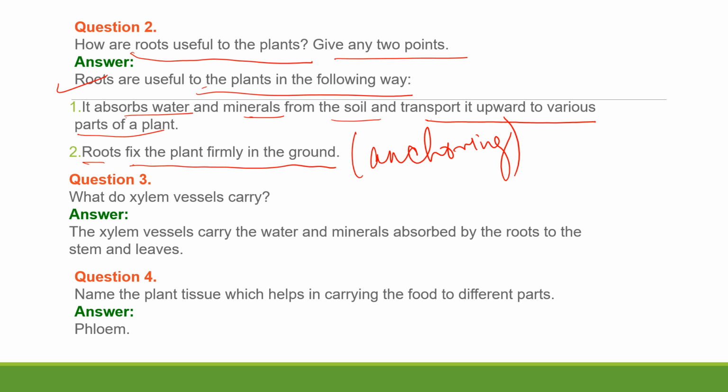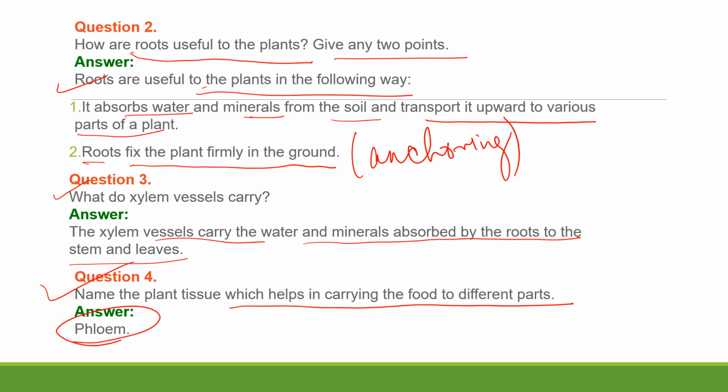Now what do xylems carry? The xylem vessels carry the water and minerals absorbed by the roots to the stems and the leaves. Okay. So name the plant tissue which helps in carrying the food to different parts of the plant. So xylem is carrying water and minerals, okay, and phloem is carrying the food to different parts of the plant.